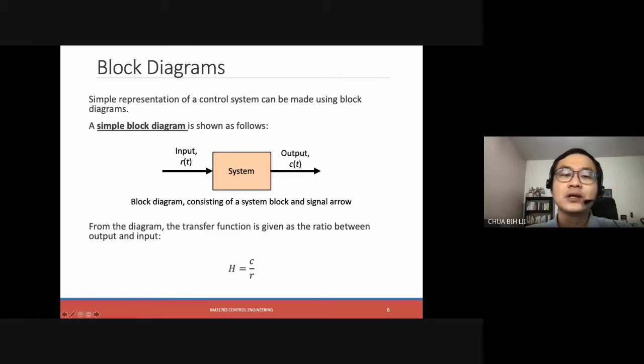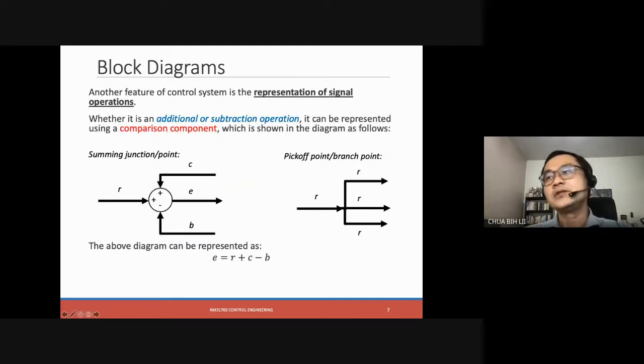Okay, so this is a simple block diagram. We have the input, output, and the system that you have seen previously. Okay, you have seen that inside is a fraction. Okay, that fraction represents the transfer function. Okay, that gives you the relationship or the ratio between the output, always on the upper side, and the input on the lower side, the denominator section.